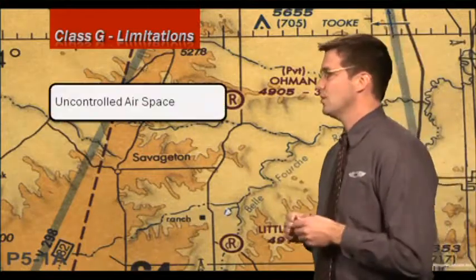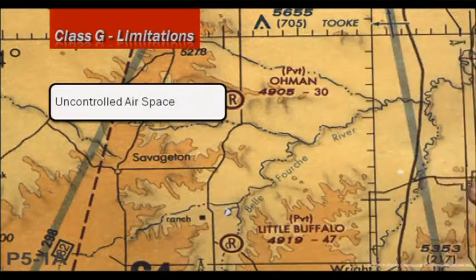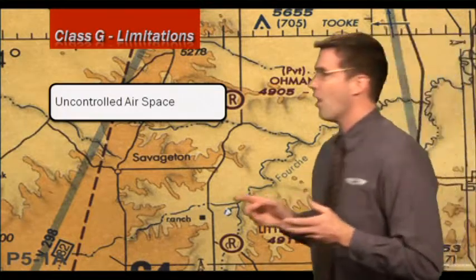It's uncontrolled airspace. For example, this is Oman Airport, and it's located in a sparsely populated area in the mountains as indicated by the brown and orange elevation contours. As you can see, it's also a private airstrip, but there are no lines or shaded areas around this airport, so it lies in Class G airspace. Now, you can think of Class G airspace as standing for government-free.